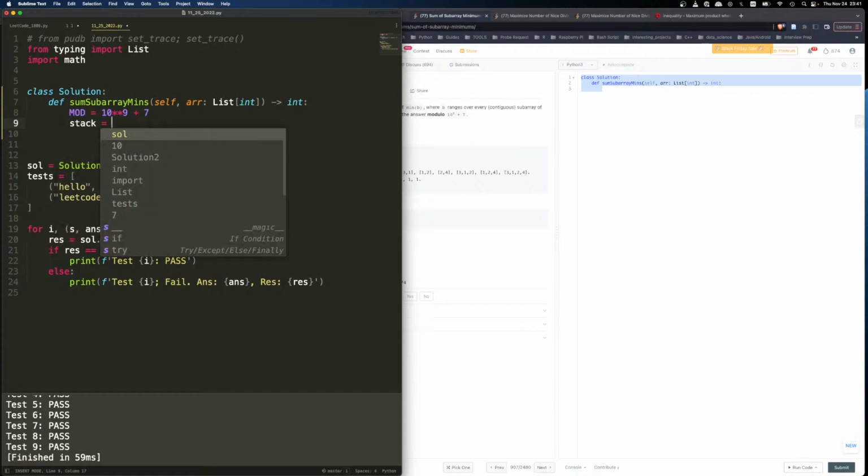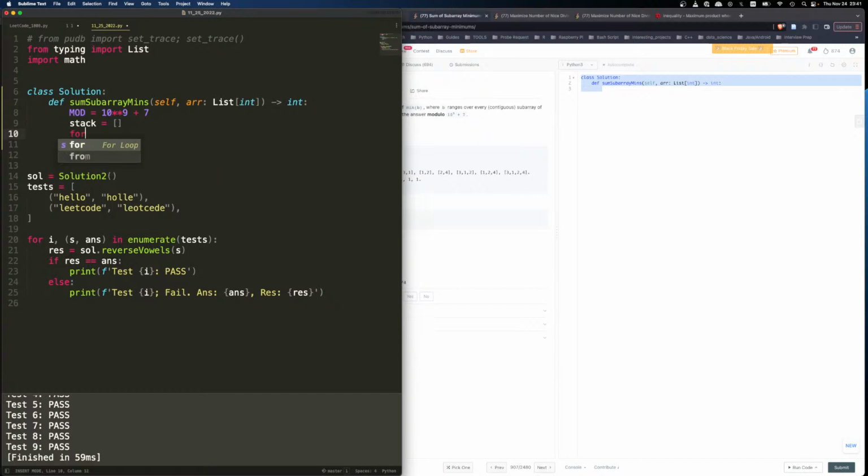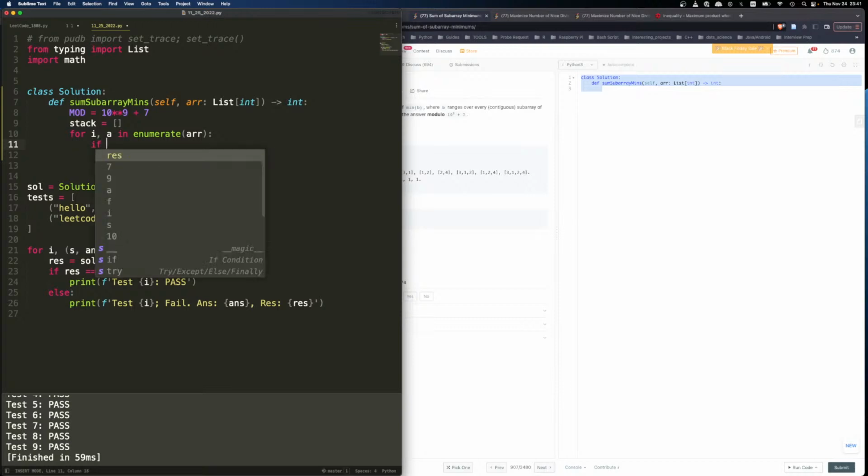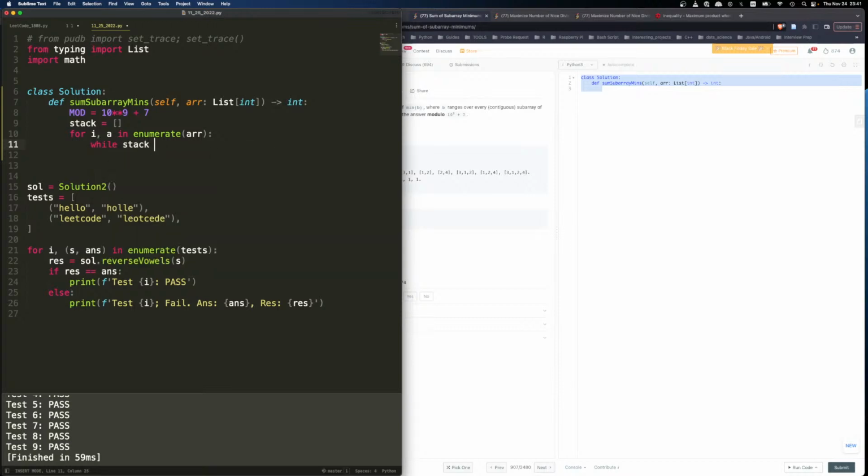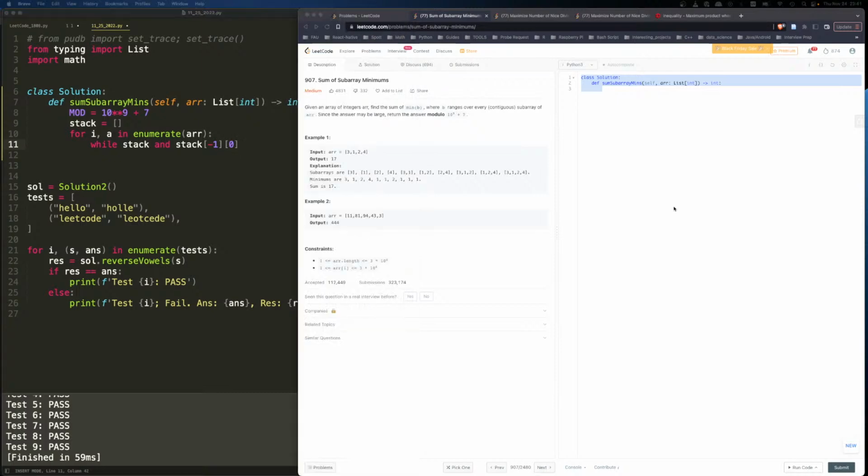All right, so we're gonna have a stack, okay? Then we just say for i, a in enumerate(array), while stack and stack[-1][0] is larger, what would it be equal to? What's the equal to situation?